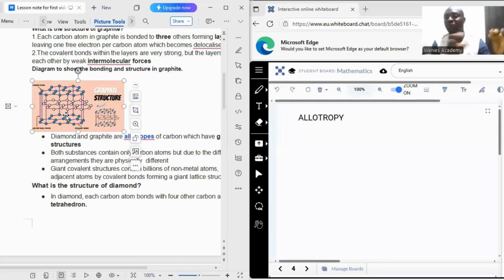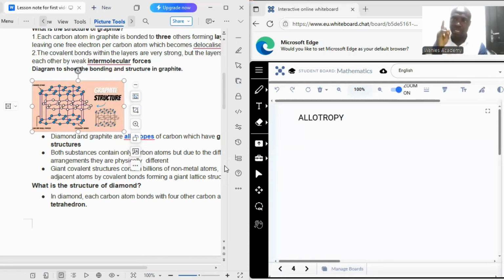Now, the structure of graphite can correctly be described as a giant covalent structure, where each carbon atom is covalently bonded to 3 carbon atoms, creating a continuous layer of 2-dimensional crystal lattice structure. So that is how graphite is structured. Having talked about the structure of graphite, now let's quickly look at the typical properties of graphite.